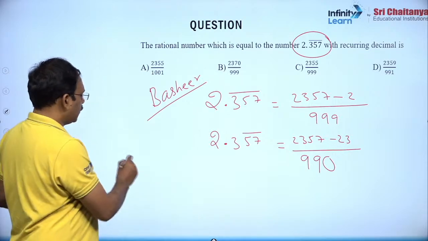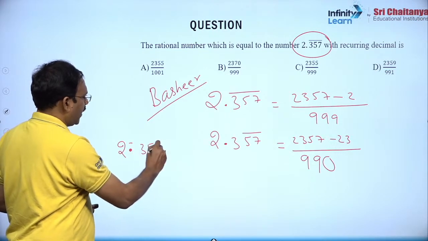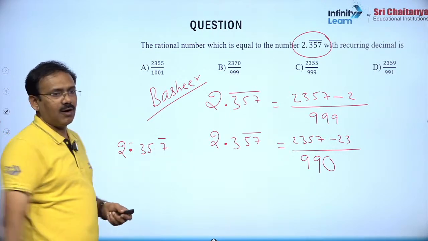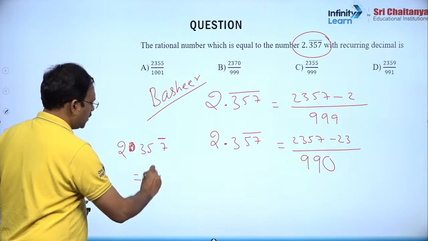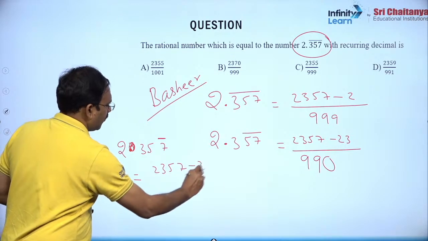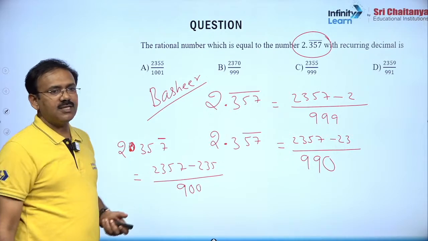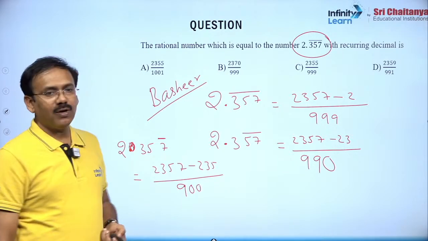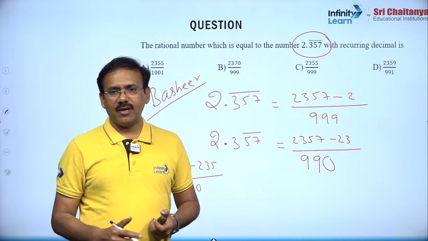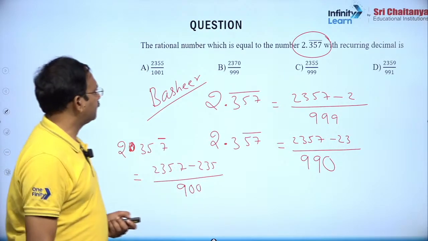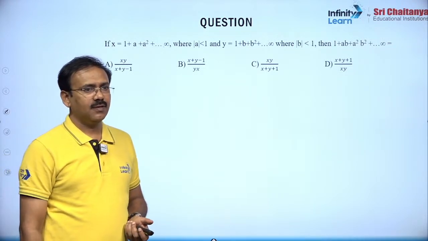For example, you try to answer 2.357 bar, 7 bar. Now, its answer is very simple, my dear friends. This is 2357 minus 235 by 9, 2 zeros. You just simplify this. This is going to be your answer. So, this is also one of the models in GP, writing vulgar fractions into p by q form. Right, dear friends, this is another simple application.